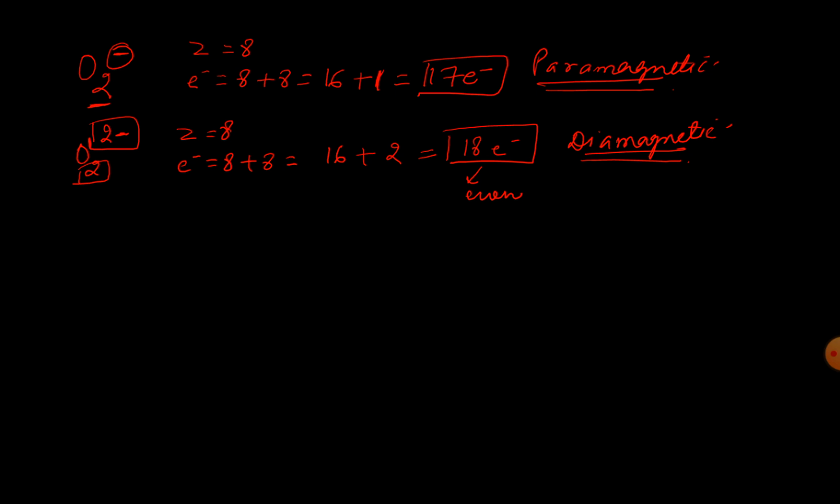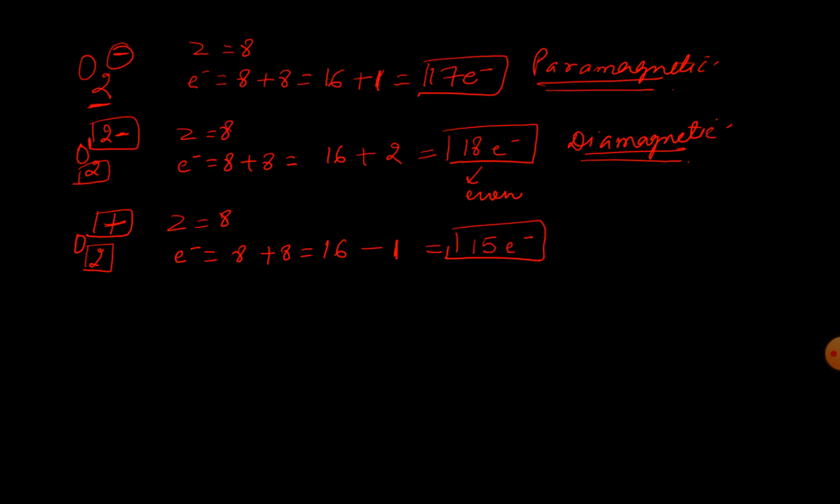Now for a change, let us take O2 positive. Again you can solve it, you can pause the video. Z is equal to 8. Electrons are 8. 2 oxygen we are getting, so 8 plus 8 is equal to 16. Don't forget this positive charge. It means that 1 electron has been lost. So how many are we getting? 15. 15 is an odd number, so it means that it is paramagnetic in nature.